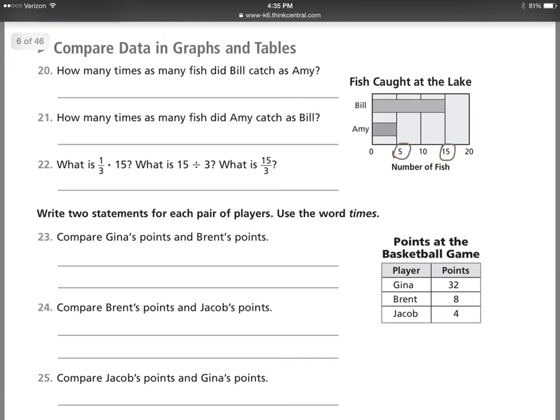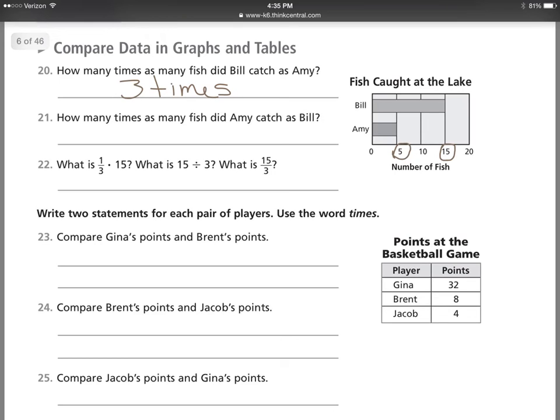Amy caught 5. If Bill were to catch, say, 2 times as many, how many would that be? 10? That's not what we're looking for. We're looking for 15. If Bill caught, say, 3 times as many fish as Amy, how many would that be? 3 times 5 is 15. So Bill caught 3 times as many.